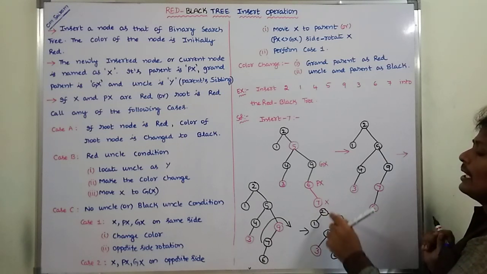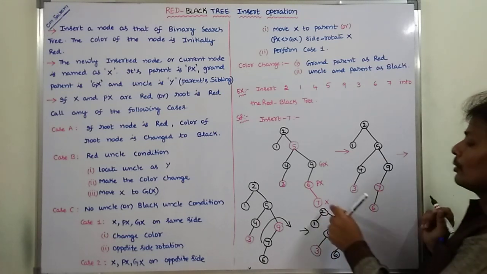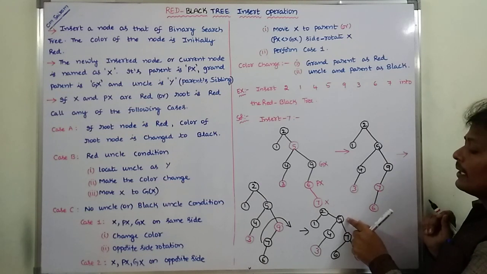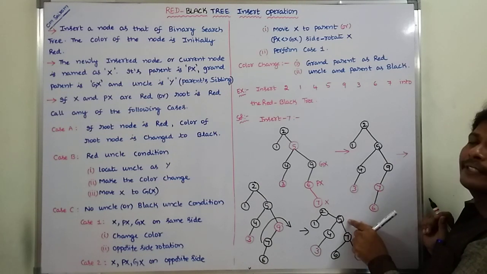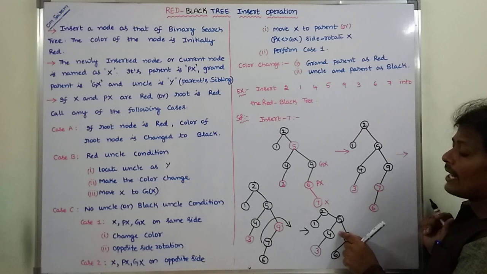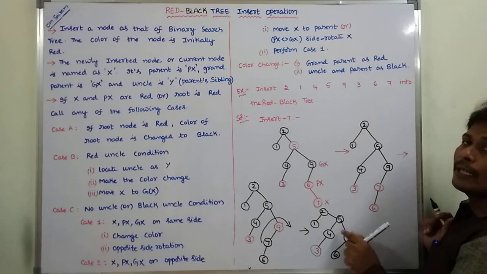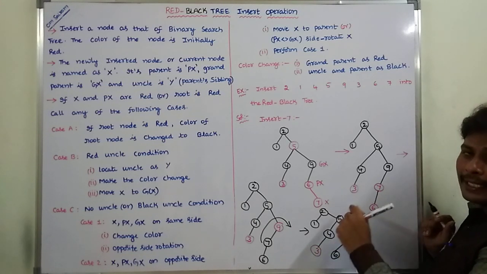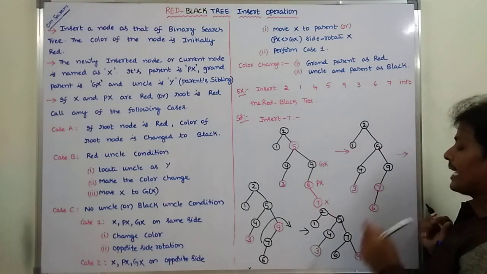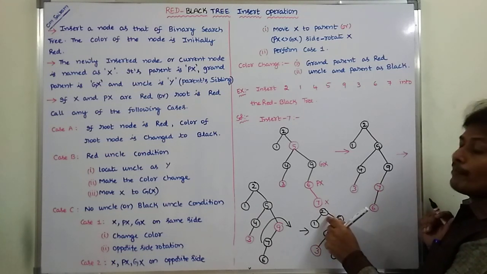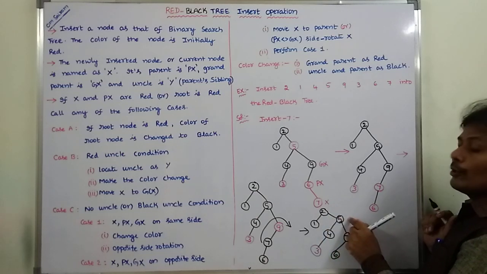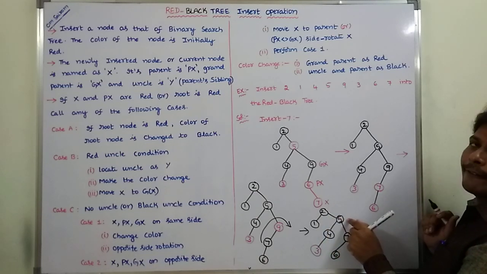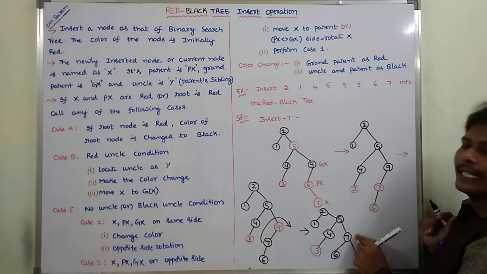Next 3 is there. 3 is compared with 2. Go to the right hand side. Here 5 is there. 3 is compared with 5. 3 is less than 5. Left hand side, 4 is there. 3 is compared with 4. 3 is less than 4. Okay, 3 is inserted at the left hand side of 4. Next one, 7 is there. 7 is compared with 2. It is greater. Go to the right hand side. Here 5 is there. 7 is compared with 5. 7 is greater than 5. Go to the right hand side.